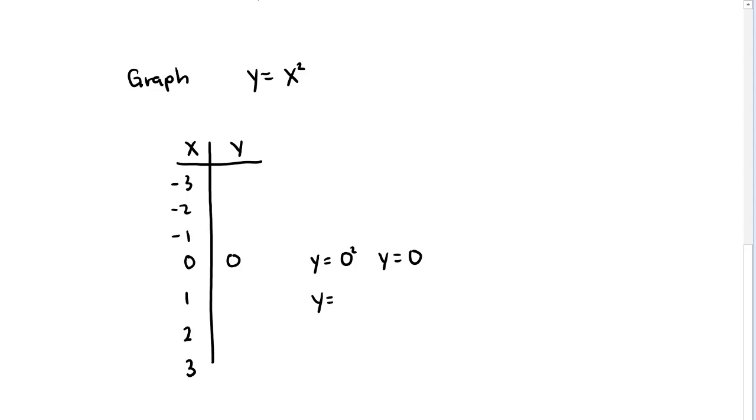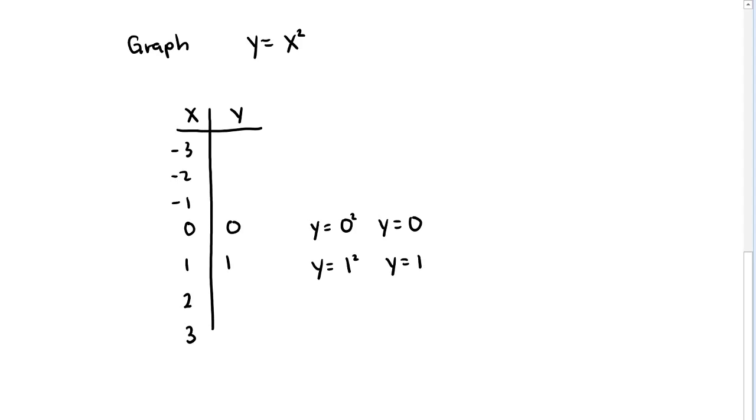What about when we plug in 1 into this equation? Well, we get y is equal to 1 squared, and 1 squared is just 1, right? 1 times 1 is 1. Let's keep going with this. We've got y is equal to 2 squared. So this tells us that y is equal to, well, 2 times 2 is 4, so y is equal to 4 when x is equal to 2.